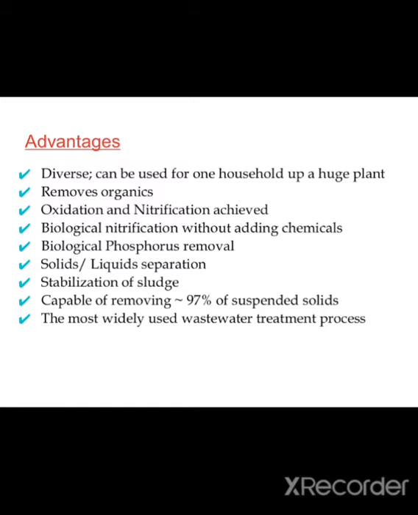Some of the advantages of the activated sludge process. There are a lot of advantages. One is that it is dispersed and can be used for one household. It removes organics, which can be achieved by oxidation and nitrification. Biological nitrification is done without adding chemicals. Phosphorus removal is done. Solid-liquid separation. Stabilization of sludge. It is capable of removing 97% of suspended solids and is the most widely used wastewater treatment process.